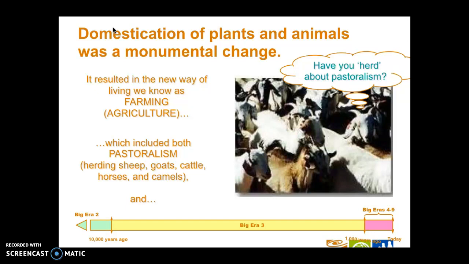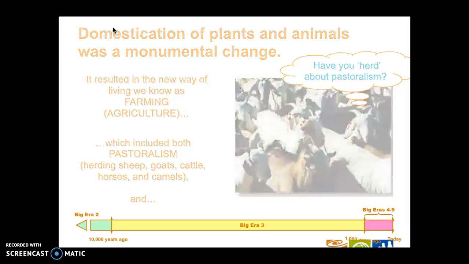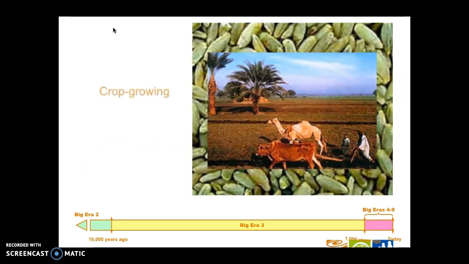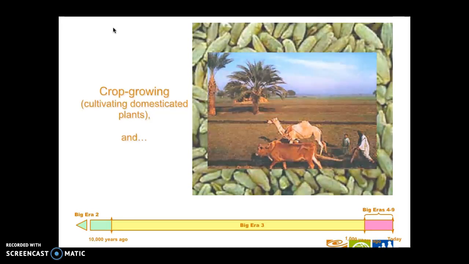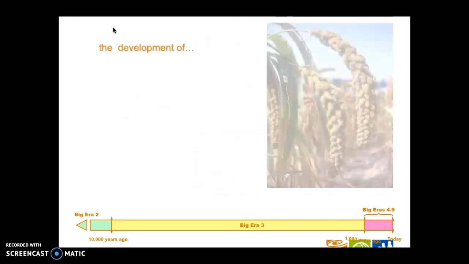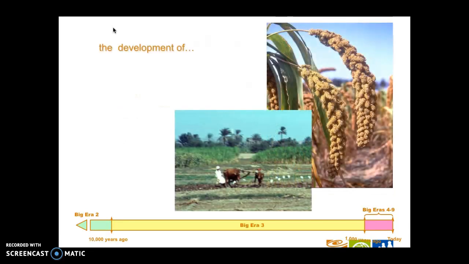And so this farming is going to consist of two main things. One is going to be animals, so pastoralism, the herding of sheep, goats, cattle, horses, camels, those type of animals. And then also the domestication of plants, so we're going to grow some crops. And together, those things are going to create what are known as farming communities.